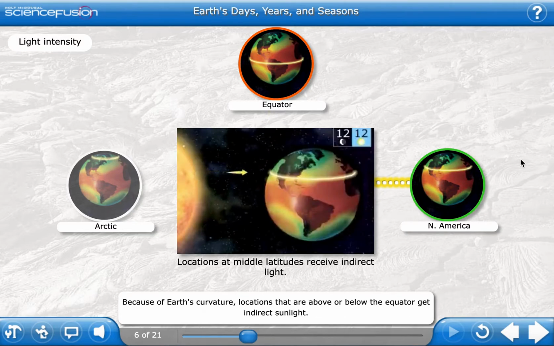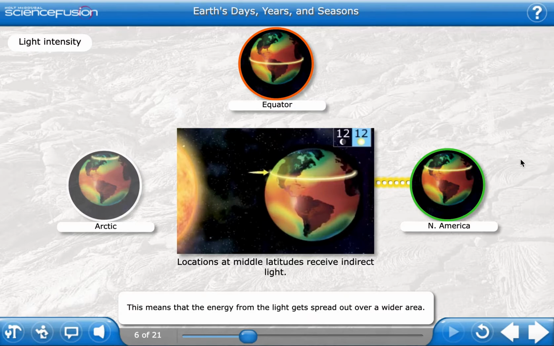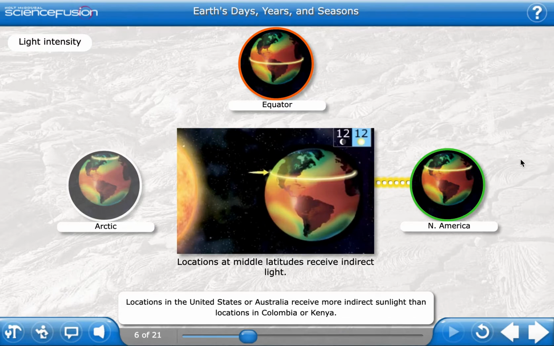Because of Earth's curvature, locations that are above or below the equator get indirect sunlight. This means that the energy from the light gets spread out over a wider area. Locations in the United States or Australia receive more indirect sunlight than locations in Colombia or Kenya. Because areas at higher latitudes receive less solar energy, they are often cooler than areas near the equator.